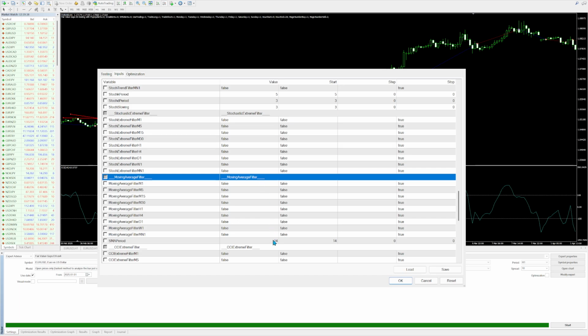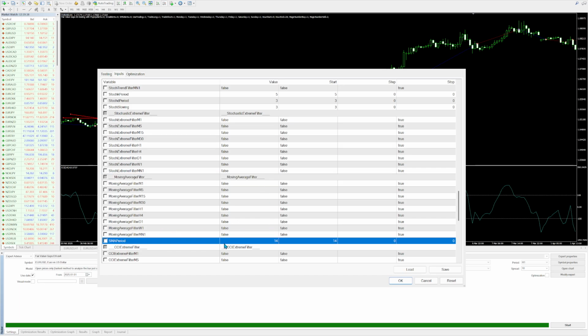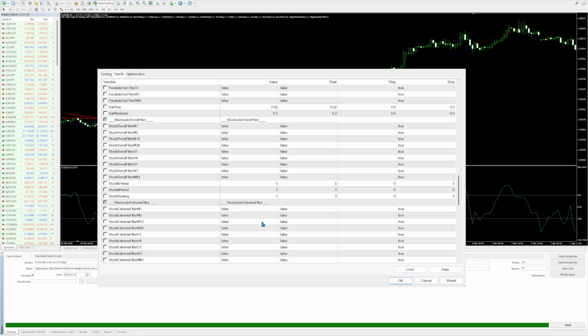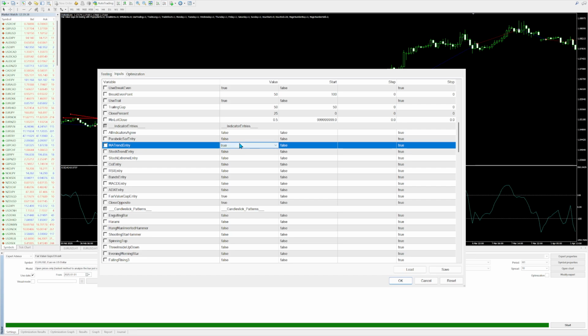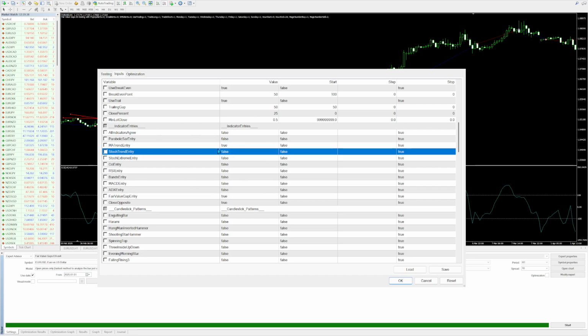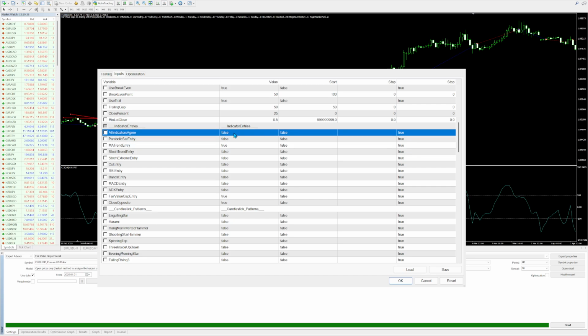Here, moving average filter, you can set the moving average value there. Okay, I'll get into filters in a minute. So this is if you want to play around and experiment with different filters. As I said, all indicators agree. If you set this to true, then all of the triggers that you have set to true must agree.